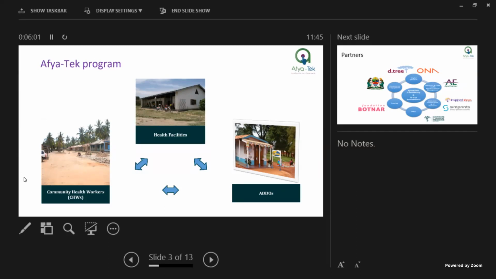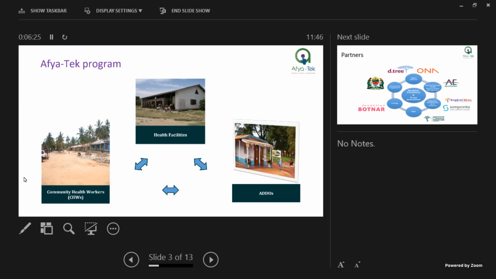Once the patient arrives at the health facility, the staff who receive the patient are able to see the danger symptoms that the patient was assessed with at the community level. And those who provided the referral, community health workers and drug outlets, are also able to see whether their clients have arrived at the destination.